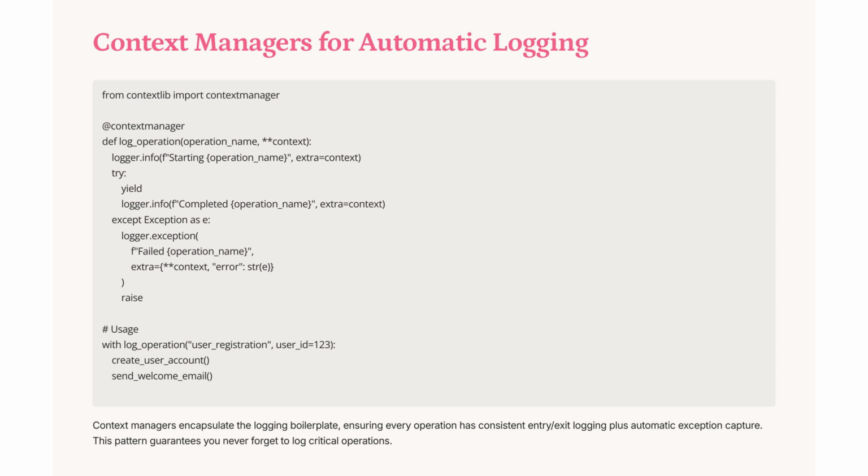Context managers streamline logging by encapsulating boilerplate code, ensuring consistent entry and exit logs for operations. They automatically capture exceptions, as seen in the user registration example, where both account creation and email sending are logged. This pattern ensures critical operations are never missed in logs, enhancing reliability and traceability.